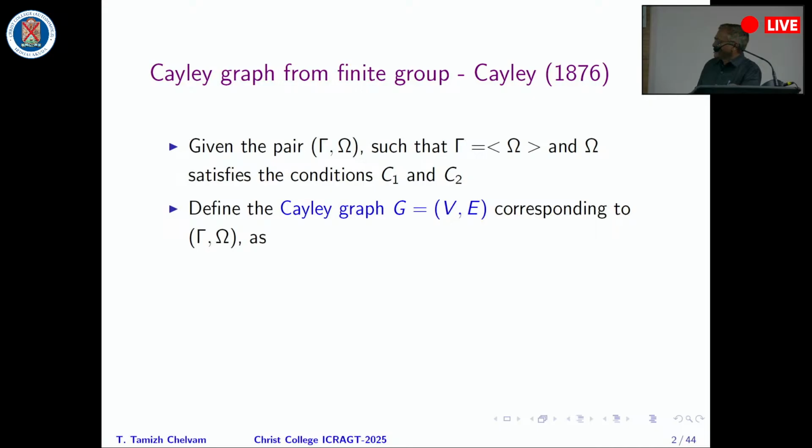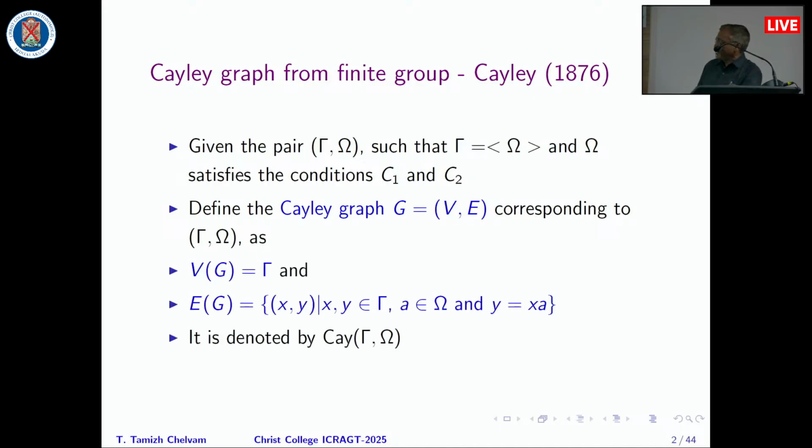And this Cayley graph is a graph construction from this pair gamma comma omega, for which the vertex set is gamma and the edge set is x and y. They are vertices of gamma and they are joined provided y equals x into a, where a is an element of omega.